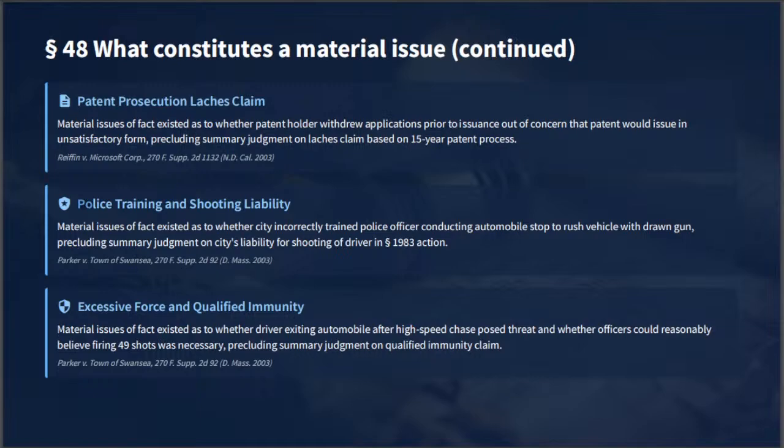All right. Now we're on to police training and shooting liability. Material issues of fact existed as to whether the city incorrectly trained a police officer conducting an automobile stop to rush the vehicle with a drawn gun, precluding summary judgment on the city's liability for the shooting of the driver. Jeez, in a Section 1983 action. That's from Parker versus Town of Swansea, Massachusetts, 2003. So here we don't really know. That's a question for the jury. Was he incorrectly trained, or did they train him to do that?